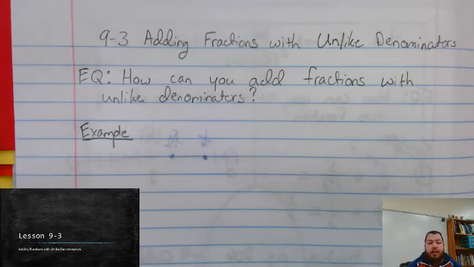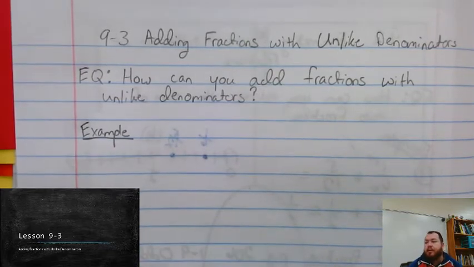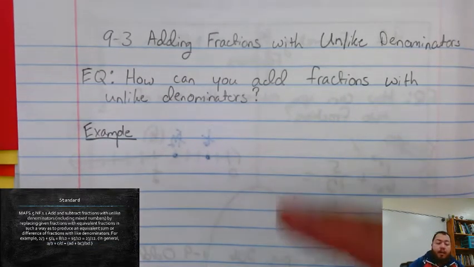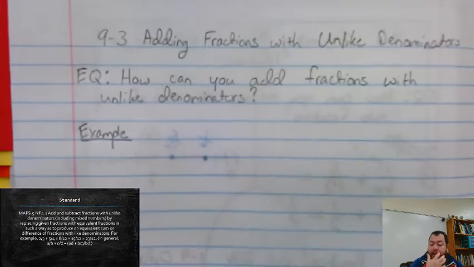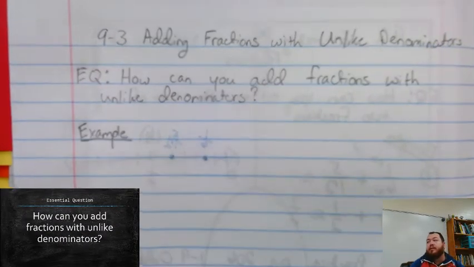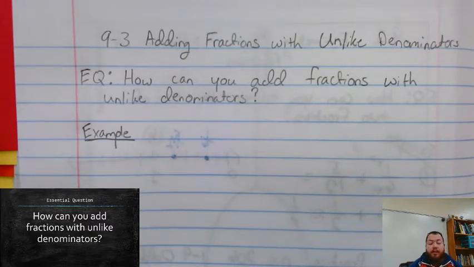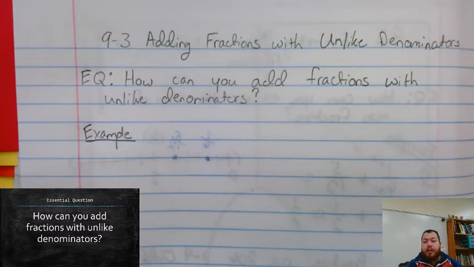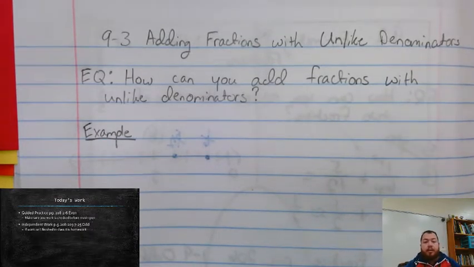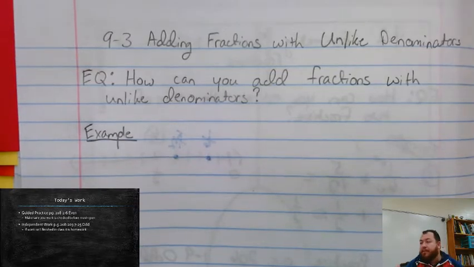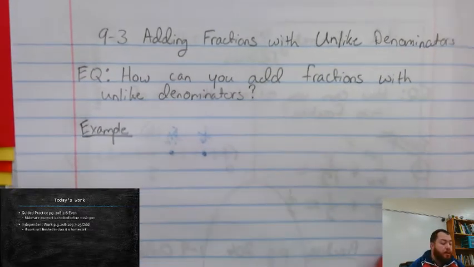So the first thing you guys need to make sure is you have your table of contents updated. I didn't do this in the video. I'm trying to make the video a little bit shorter since it's Wednesday and it's a short day. Our topic, 9-3, adding fractions with unlike denominators. Our essential question today is how can you add fractions with unlike denominators? So if you need to, pause the video and get caught up to here. I'm going to try to move at a pretty good pace, so the video should be about 5 minutes is my goal for today.